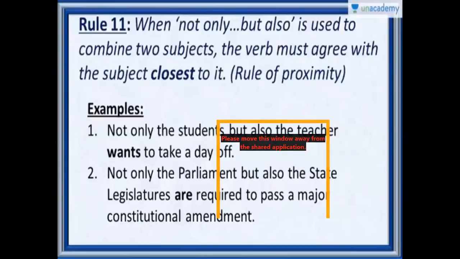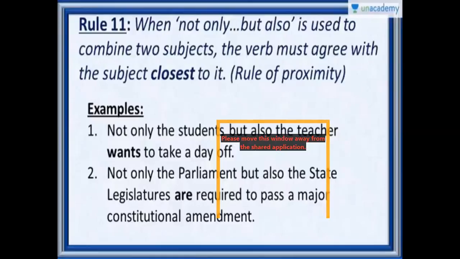Now, to make it easy for you, if there is not only but also and two subjects are there, look at the second subject and write the verb according to the number of the second subject. If the second subject is singular, the verb will be singular. If the second subject is plural, the verb will be plural. This is a rule opposite to the first rule. You have a with rule. If it is with and you have two subjects, your verb will agree with the first subject.